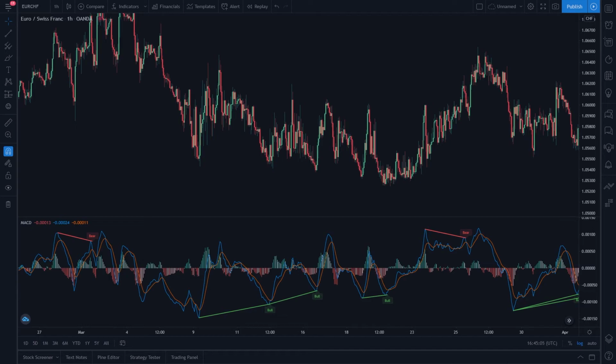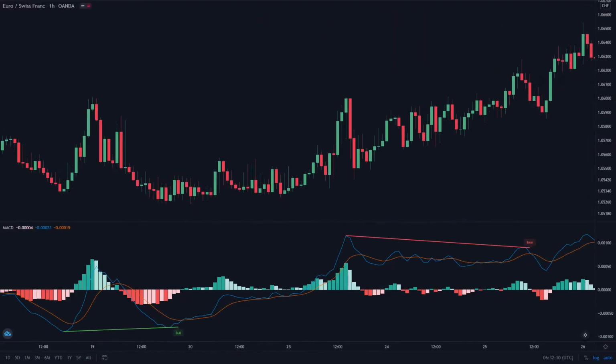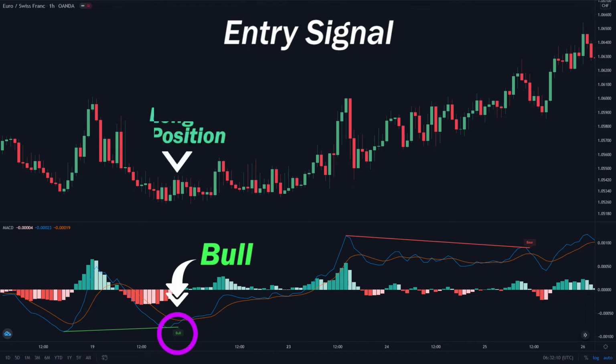So here's how I'm going to backtest this strategy. For my entry signal, I am going to go long or short based on the signal. If the signal is indicating a bull sign, it means I am taking a long position.